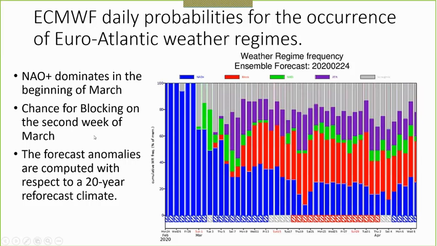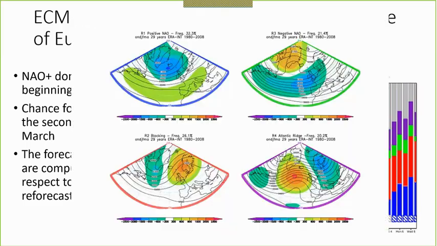Anyways, this product can be found from the ECMWF site, and it's been a really nice product, and you can find some more information about the product, how it's being calculated.